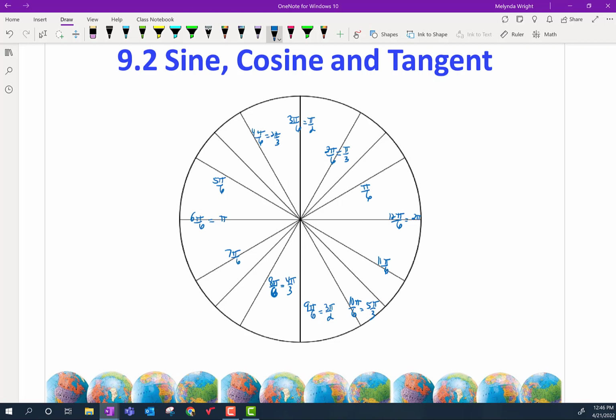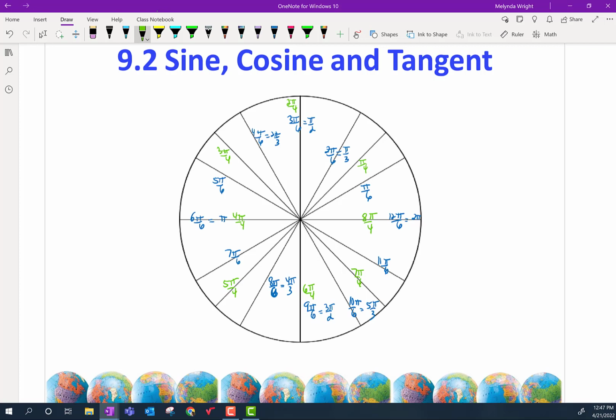So now let's place the 45, 45, 90 right triangles. And we're going to count by fourths. Notice how when we're doing the 30, 60, 90s, we count by sixths: 1 pi over 6, 2 pi over 6, 3 pi over 6, and so forth. When we're doing the 45, 45, 90s, we're going to count by fourths. So this is 1 pi over 4, 2 pi over 4, 3 pi over 4, 4 pi over 4, 5 pi over 4, 6 pi over 4, 7 pi over 4, and 8 pi over 4.